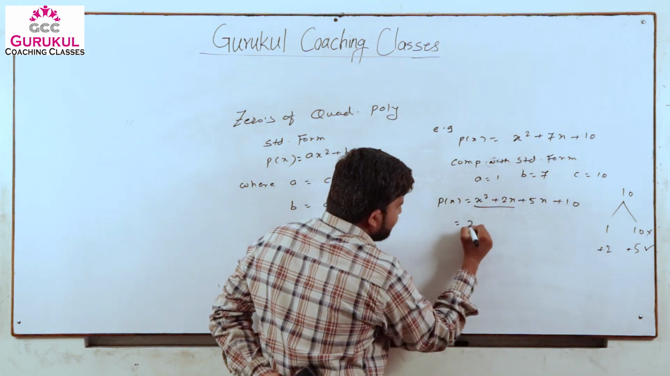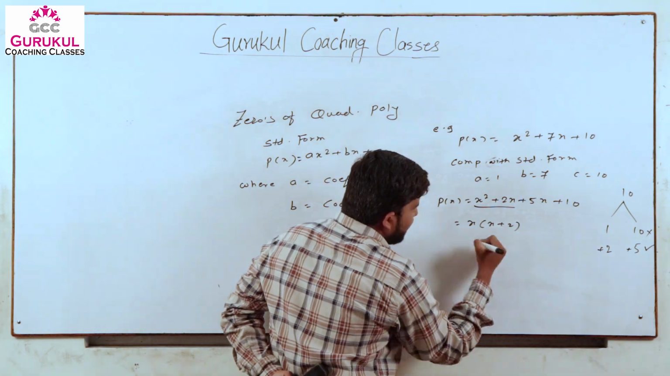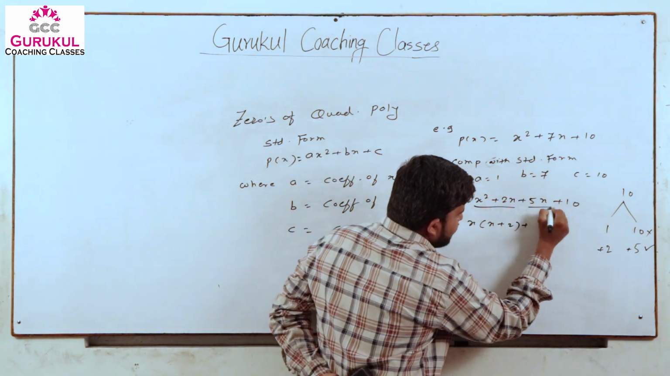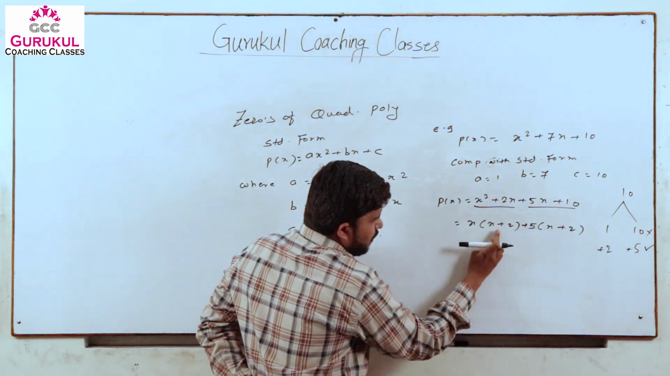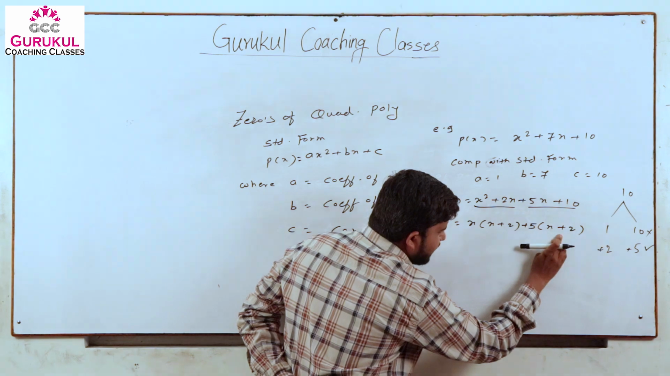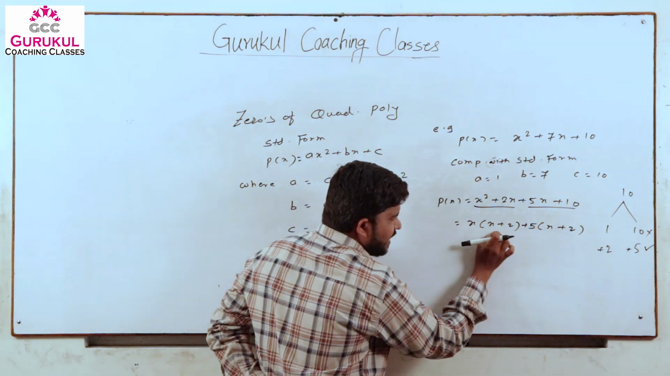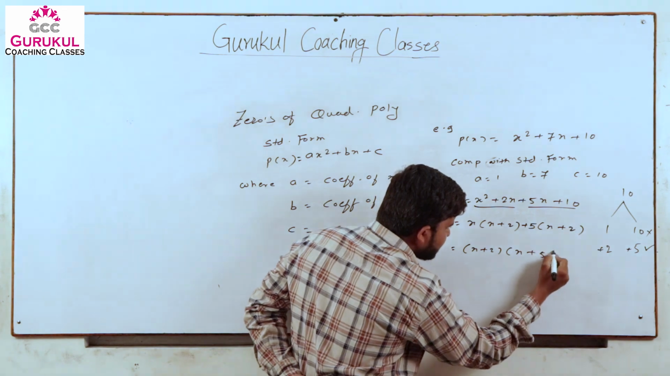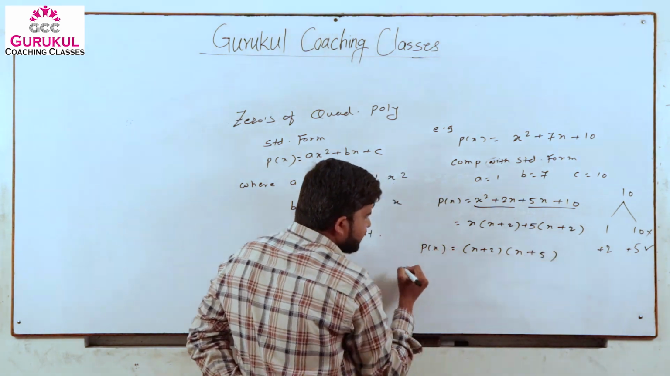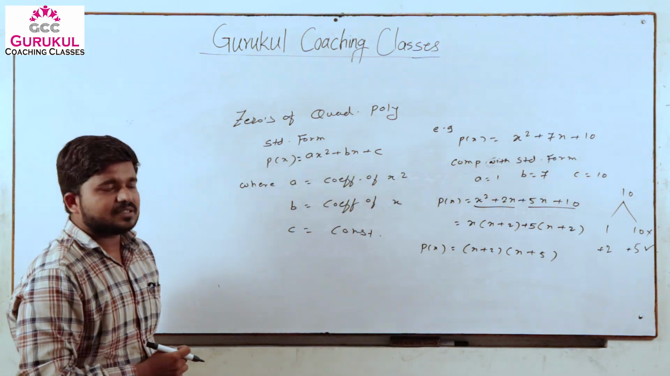Now x common, remaining x plus 2. From these two take 5 common, x plus 2. x plus 2, x plus 2. These two brackets are always the same. x plus 2 common, x plus 5. So P of x is equal to x plus 2 times x plus 5.